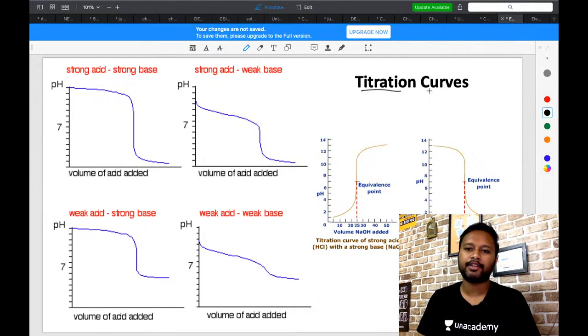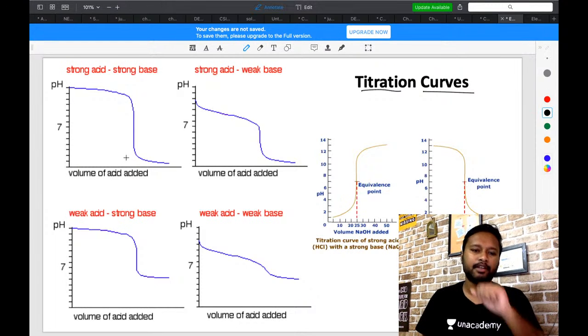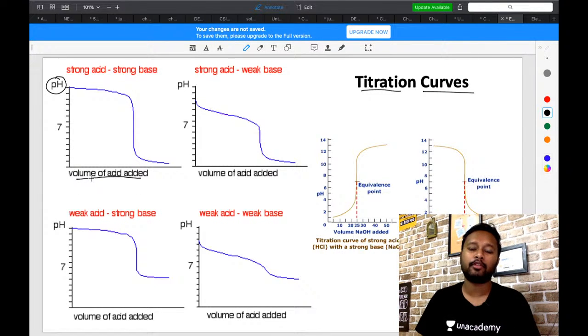Next are titration curves, also called pH curves. Here we plot pH versus volume of acid or base added. It's pretty simple to understand. Just look at the graph very carefully. You are plotting pH versus, let's say, volume of acid. If you are adding acid to the solution, what was earlier in the solution? Earlier you were having a base in the solution, right? So if you have a base in the solution initially, the pH will be high.